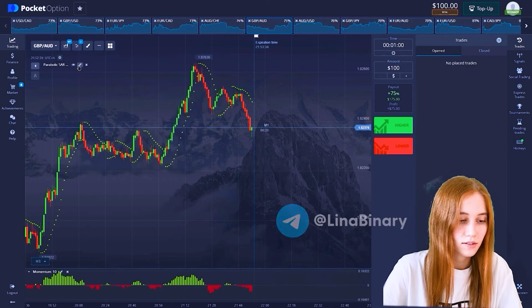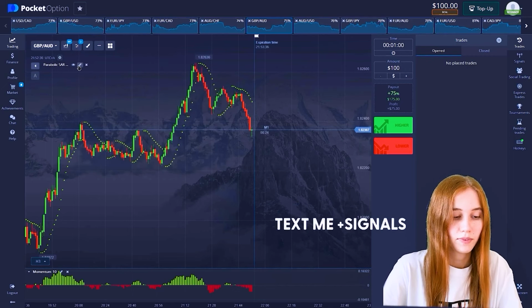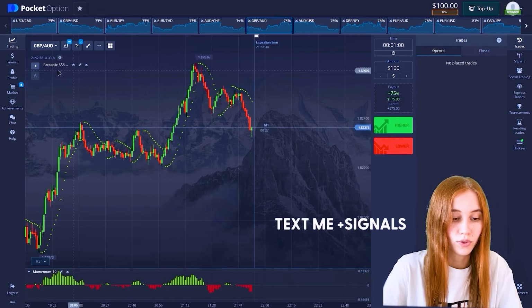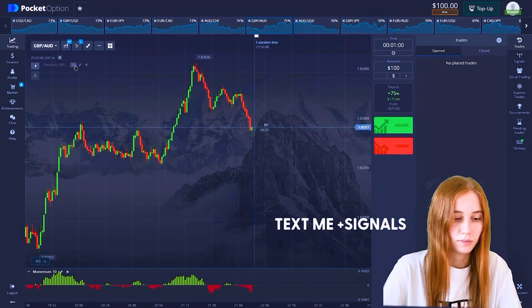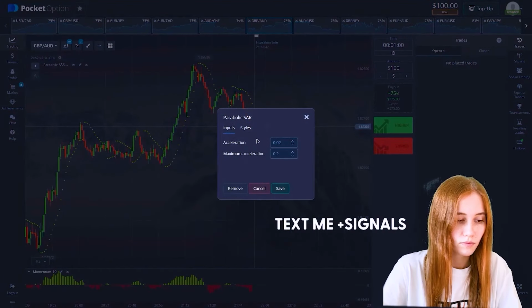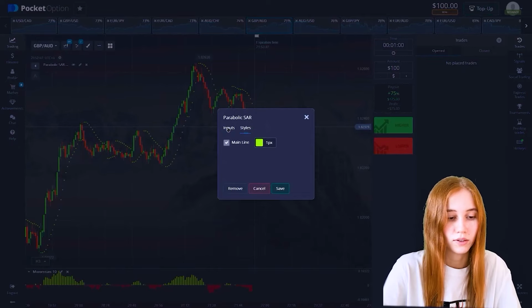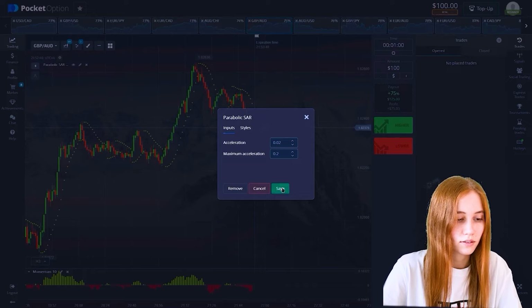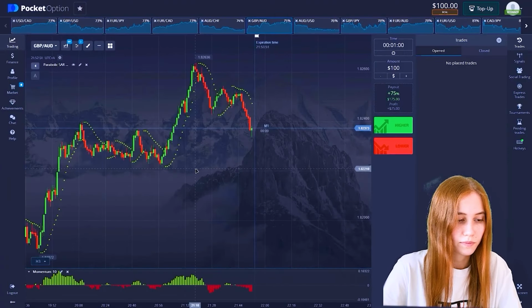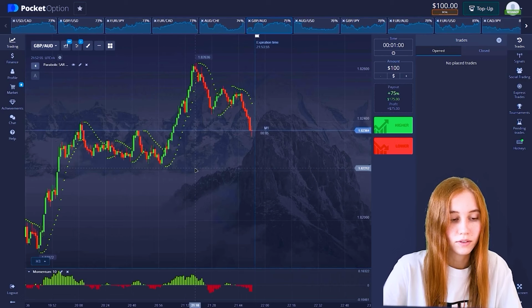Let's start talking about them. I'll tell you about the first, the parabolic indicator. You can see it. Let me show you the settings first and then I'll tell you about it. The indicator is recognizing the right moments when to close the current position and open the opposite one.